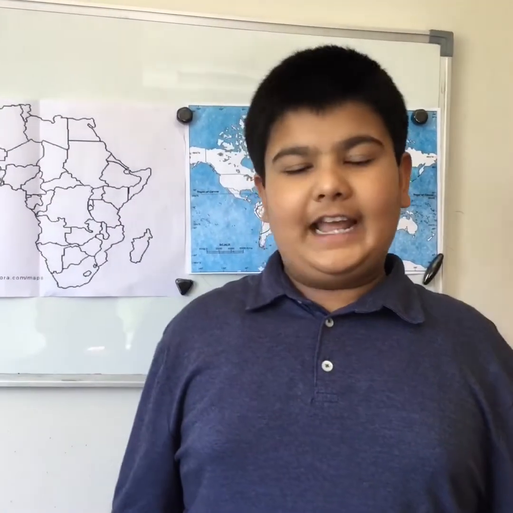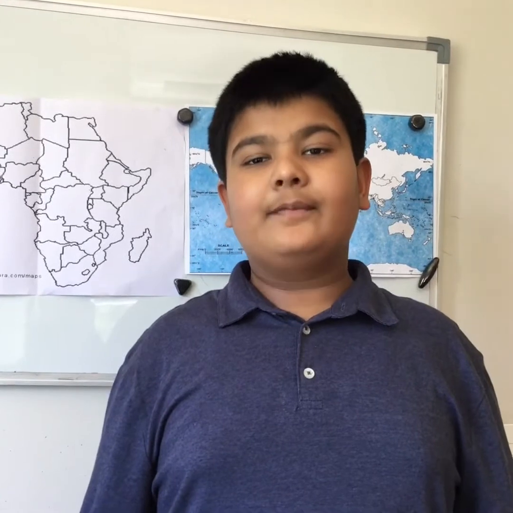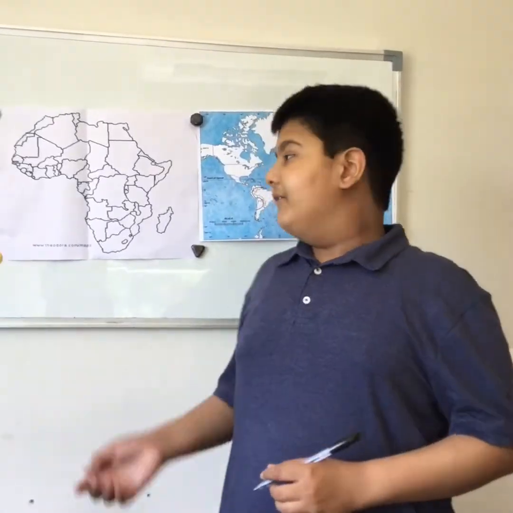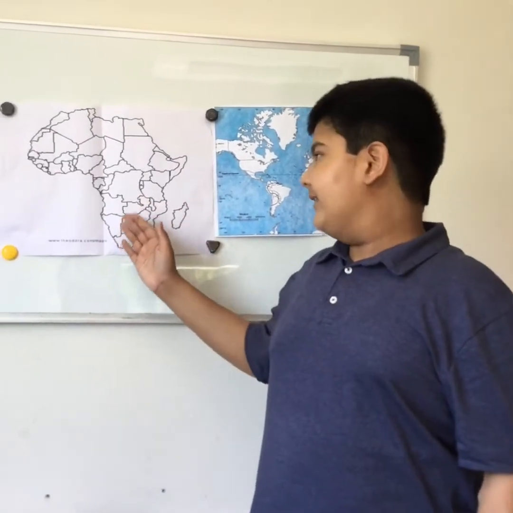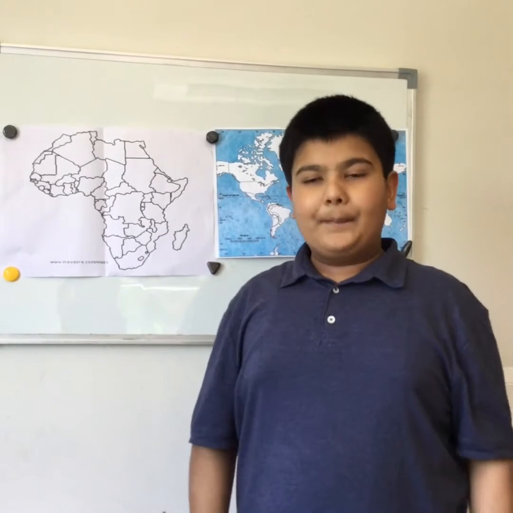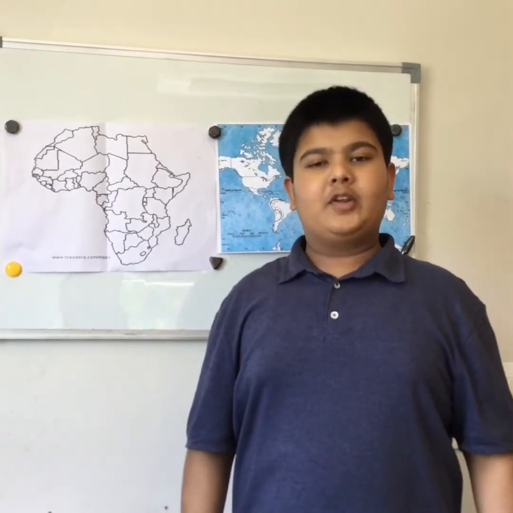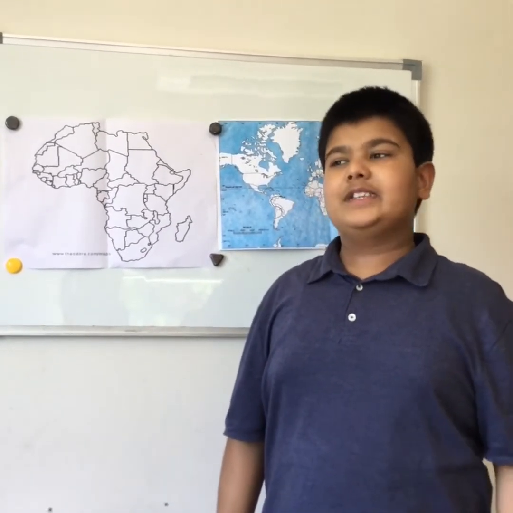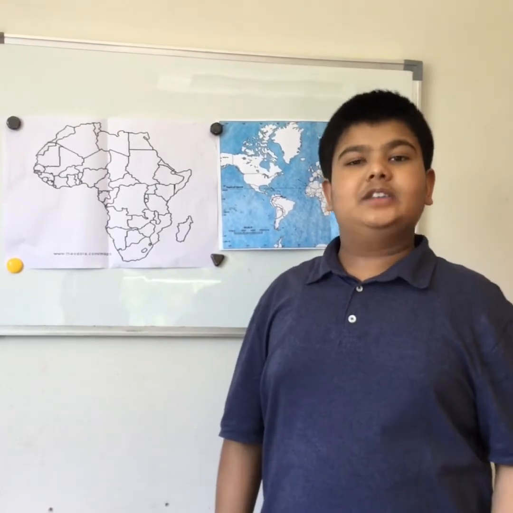So first I would like to brief you a little about the continent of Africa and its importance. Africa is the second largest continent in terms of population and area. One important and interesting feature about Africa is that the equator, Tropic of Cancer and Tropic of Capricorn all pass through it, which do not pass through any other continent.